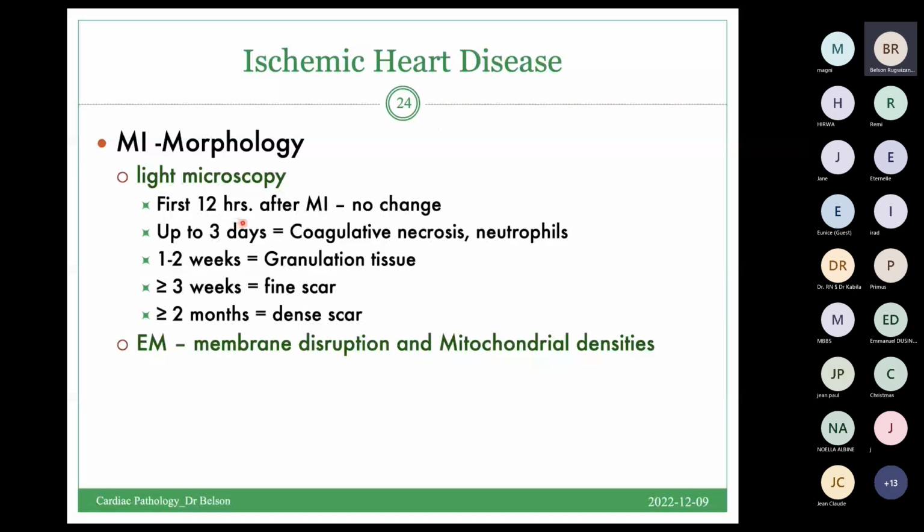So on a right microscopy, kuri microscope bazanye tissue, iyo mu masaha 12 ya mbere nta kintu ubona, ariko hagati y'amasaha 12 n'iminsi 3 you see coagulative necrosis with many neutrophils. If it is more than 1 week, there will be granulation tissue. If it is more than 3 weeks, a fine scar, and so on.